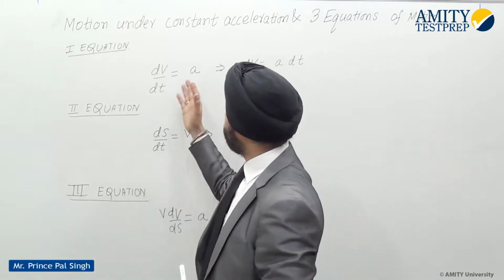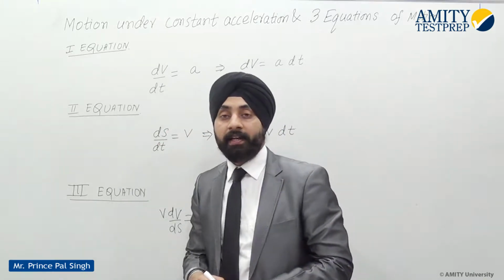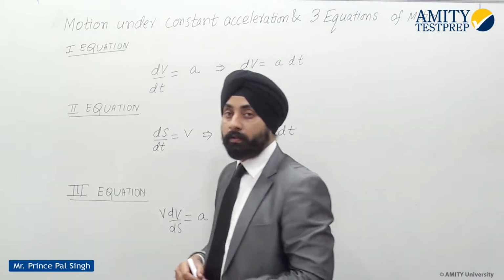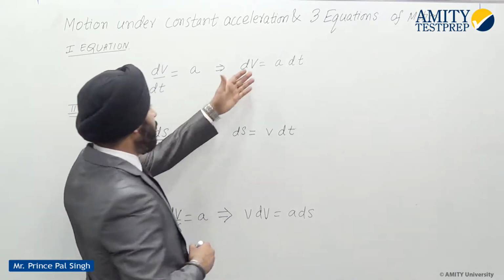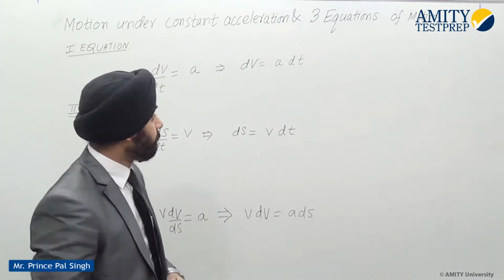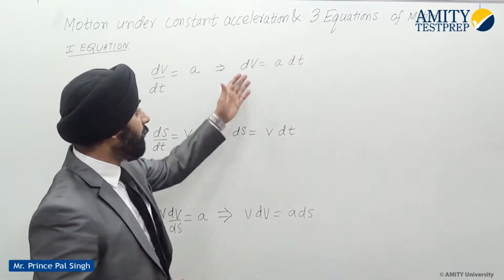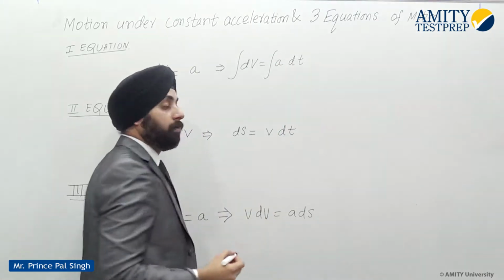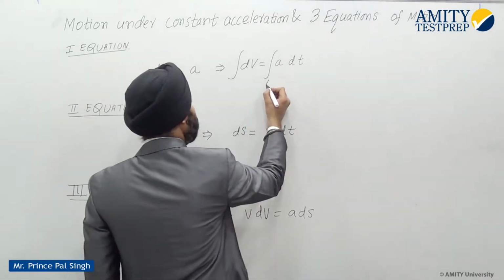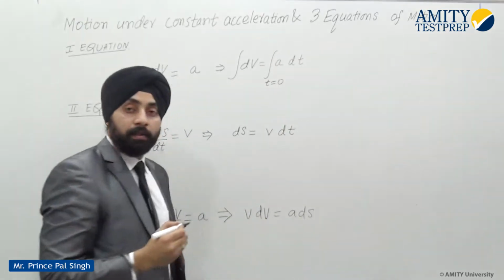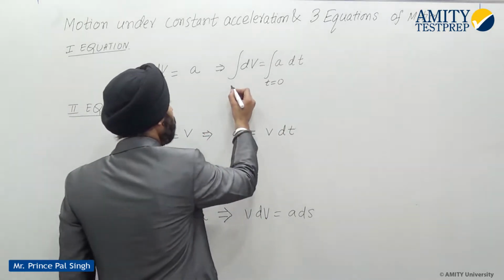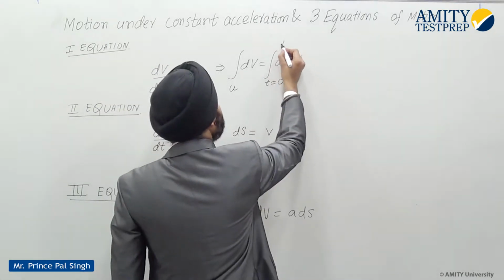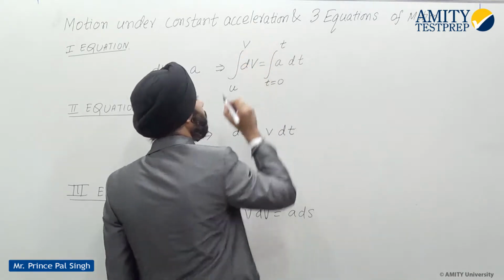We know that the definition of the instantaneous acceleration is a equal to dv by dt. So if we cross multiply by dt, we get dv equal to a dt. If I integrate this equation, let's say at t equal to 0, the velocity of the particle is u, and at time t, the velocity of the particle is v.